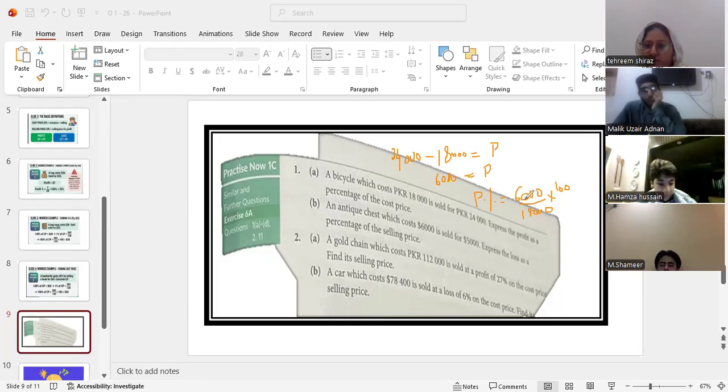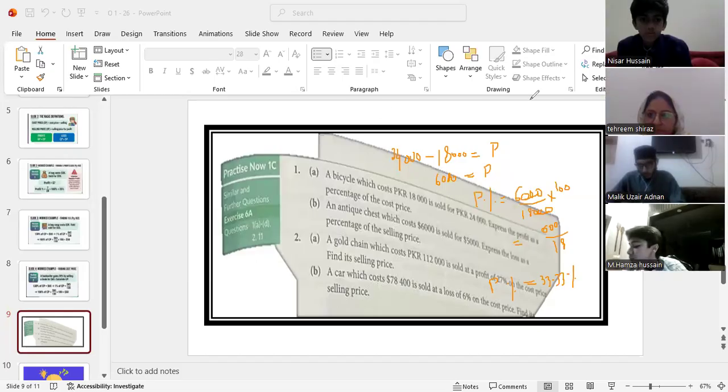Now the calculations are very simple. Cut 3 zeros, 3 zeros. The answer will be 600 over 18. Now if we solve it, the answer is 33.33%. This is the answer of the profit percentage. Is this clear to everyone? If it is not clear, then please raise your hands to ask how we have calculated the profit percent. Yes, Nisar.